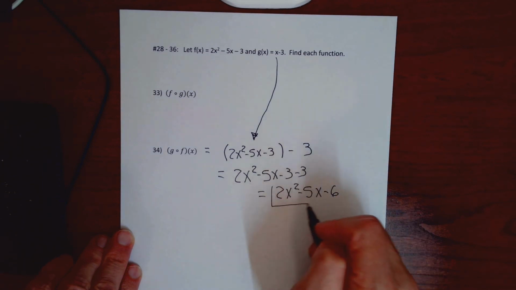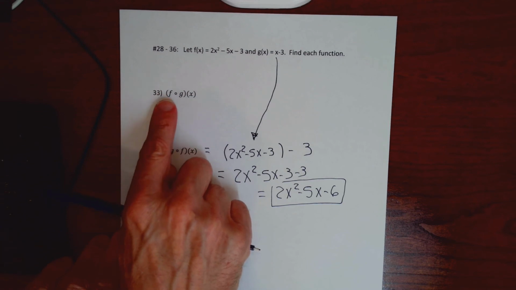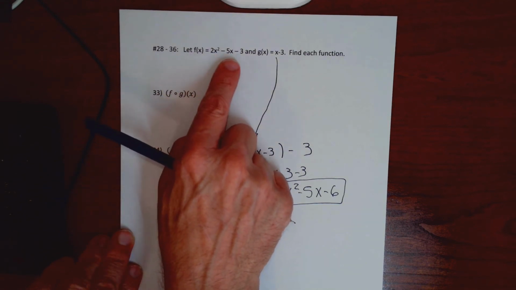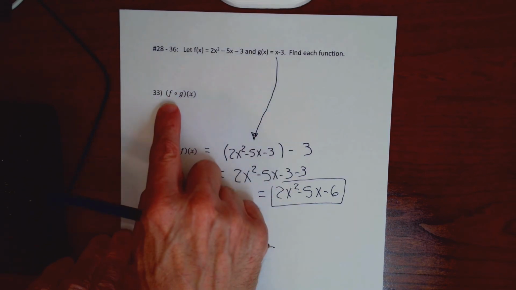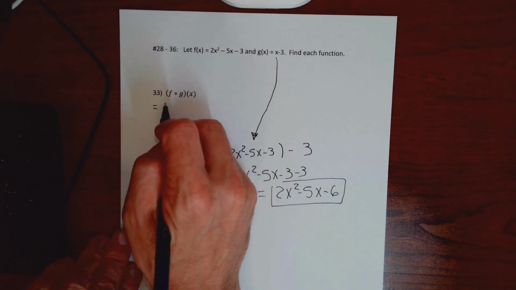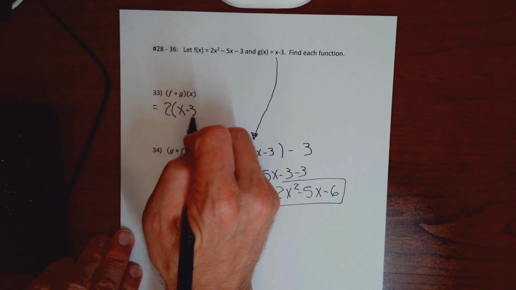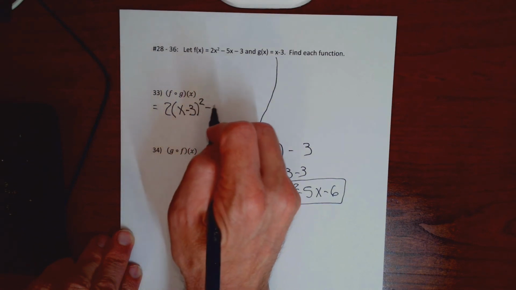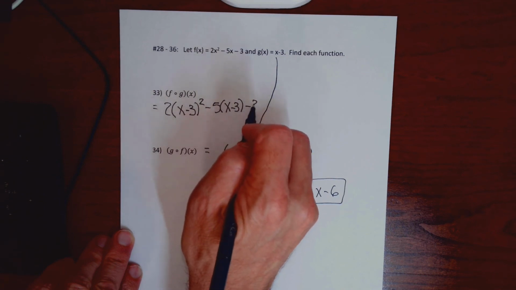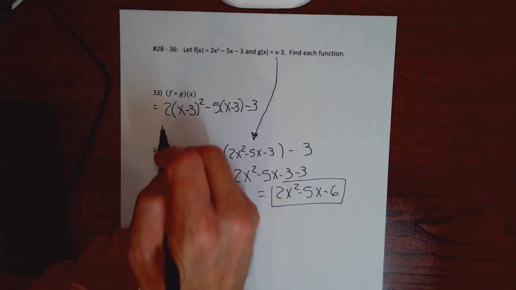That is prime. Your problem 33 is much uglier because the f function is written first and I have composition. I'm supposed to take each x in the f function, the function that's mentioned first, and replace it with the second function. Your problem 33 should be 2 times x minus 3 squared minus 5 times x minus 3 minus 3. We're at 31 minutes. Let me just get this started for you.